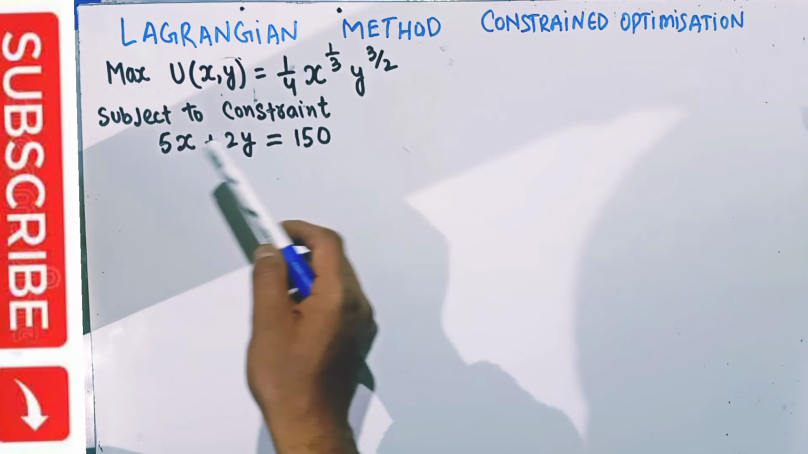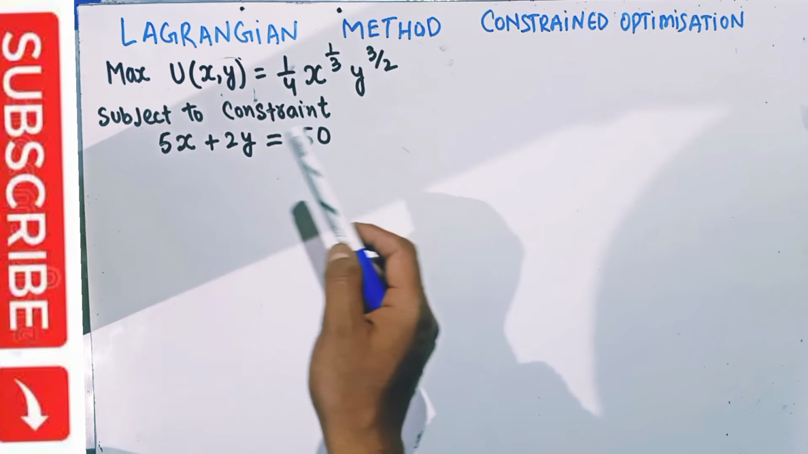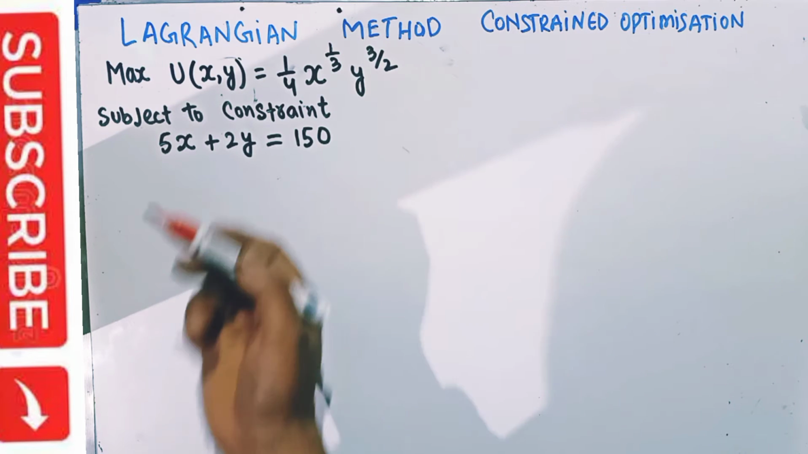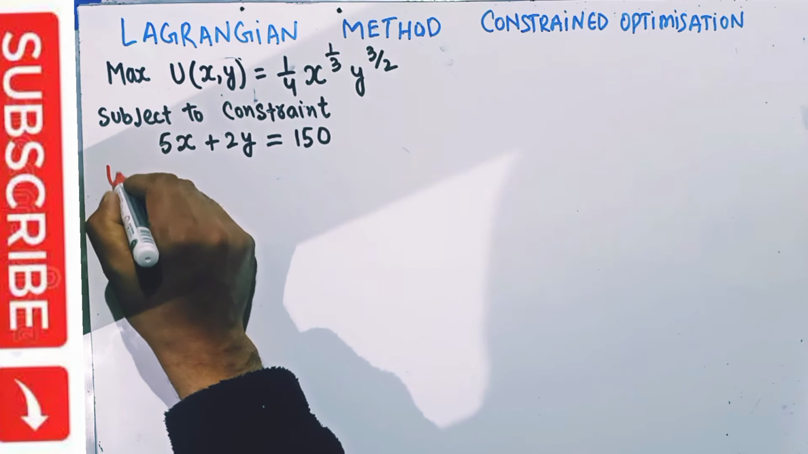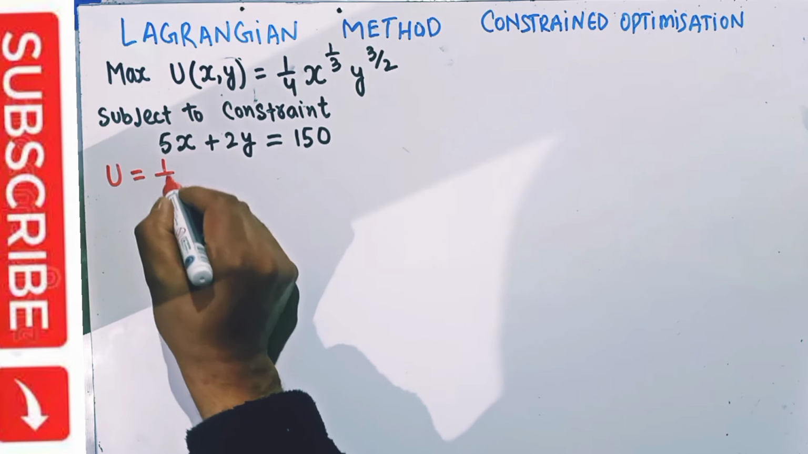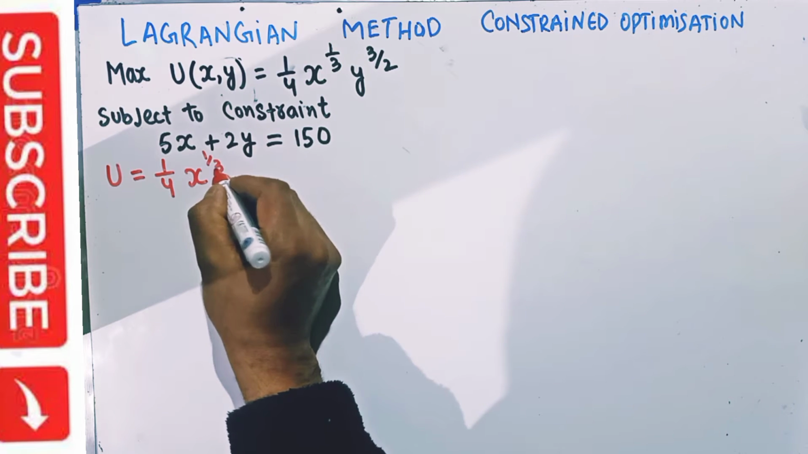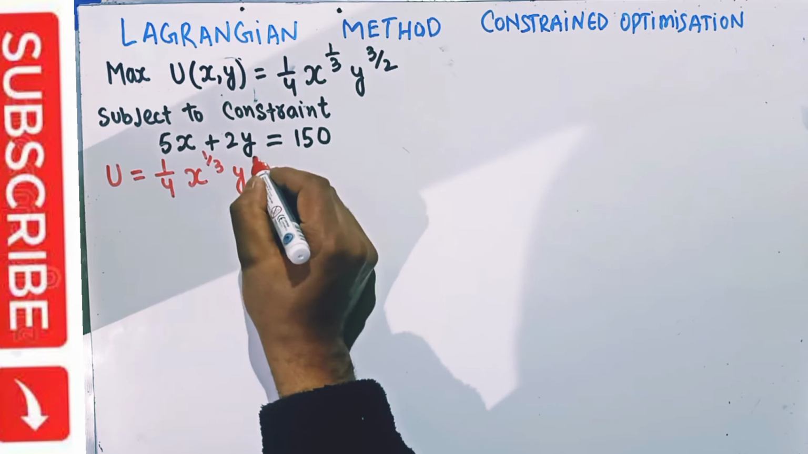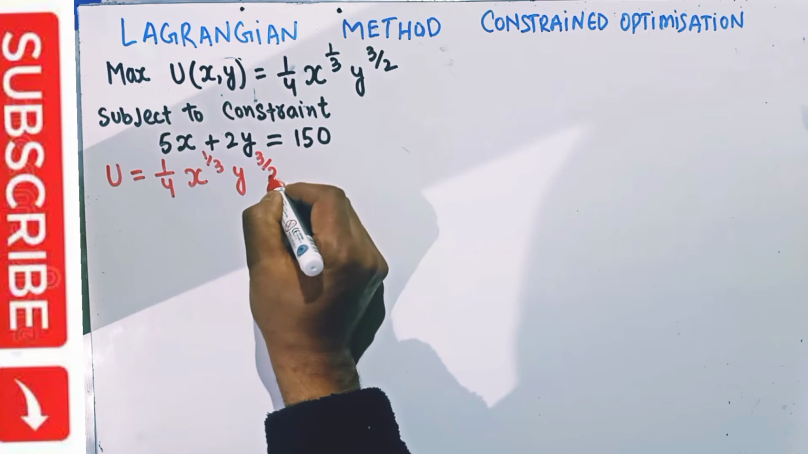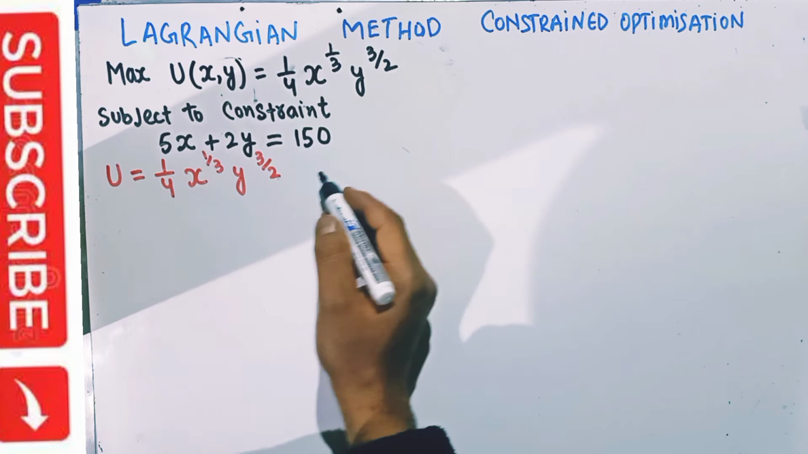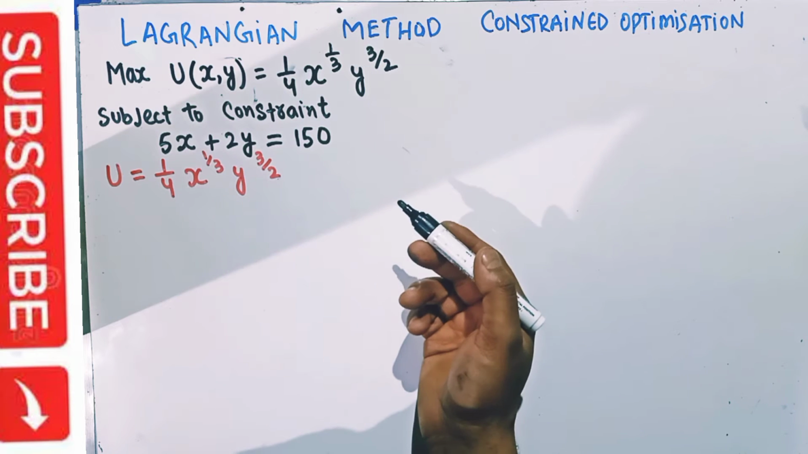5 is the price of good x, 2 is the price of good y, and 150 is the income of the consumer. So how do we use the Lagrangian multiplier method here? Let us understand. First, we write the given utility function, that is u is equal to 1 upon 4 x raised to power 1 upon 3 times y raised to power 3 upon 2. Given this utility function, we also call this the objective function.